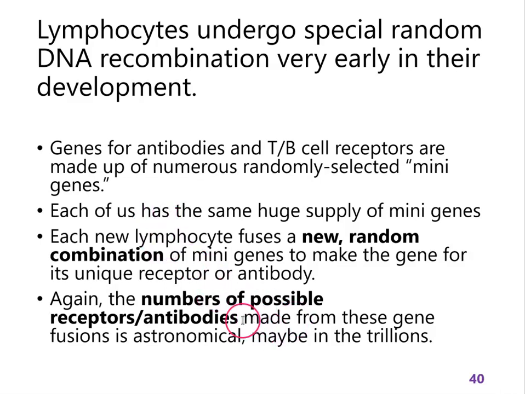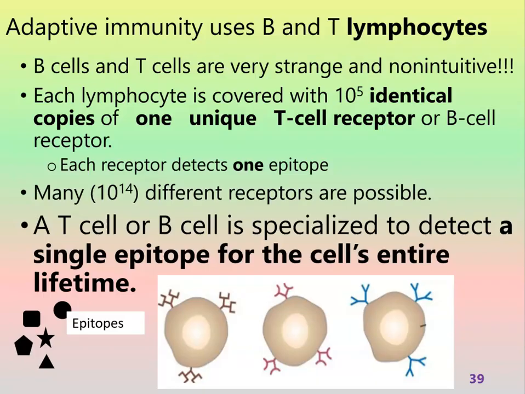And the possibilities here, when a brand new lymphocyte makes its receptor, there are billions or even trillions of possibilities. And that's where this number 10 to the 14th comes from. I found this in an immunology book. That's an estimate, but 10 to the 14th power, I think that's 100 trillion possible different receptors that a lymphocyte could have.